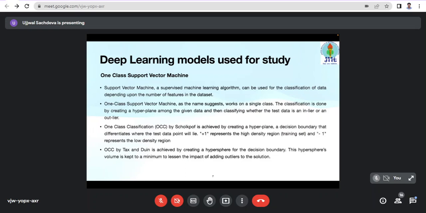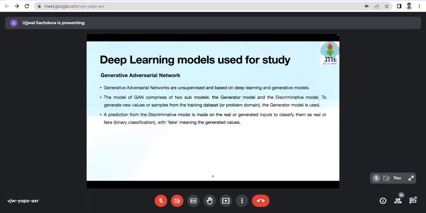One class classification by Schölkopf is achieved by creating a hyperplane, a decision boundary that differentiates where the test data point will lie. The plus one represents the high density region and the minus one represents the low density region. One class classification by Tax and Duin is achieved by creating a hypersphere for the decision boundary. This hypersphere's volume is kept to a minimum to lessen the impact of adding outliers to the solution.